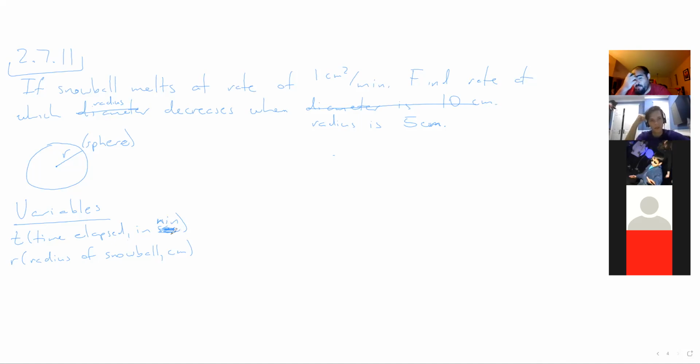It's something per time. It's centimeters cubed. Is it cubed or squared? Centimeters squared over minutes. So if it's centimeters squared, what's that a measurement of? Surface area. I'll call it capital A, the surface area of the snowball, in centimeters squared. And then the associated rates: I'm going to have dA/dt and dr/dt. And that should be it, right?